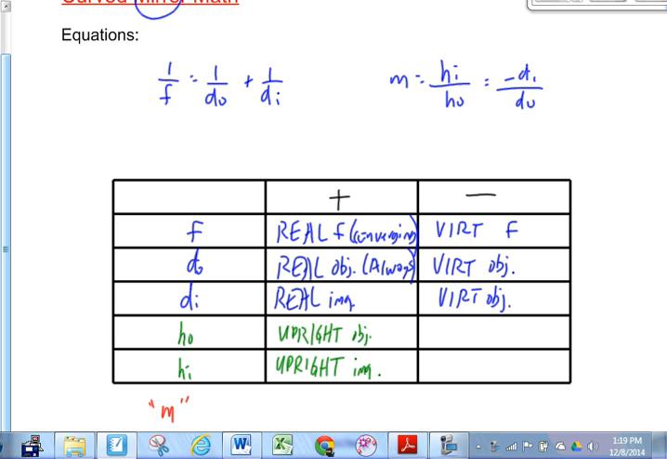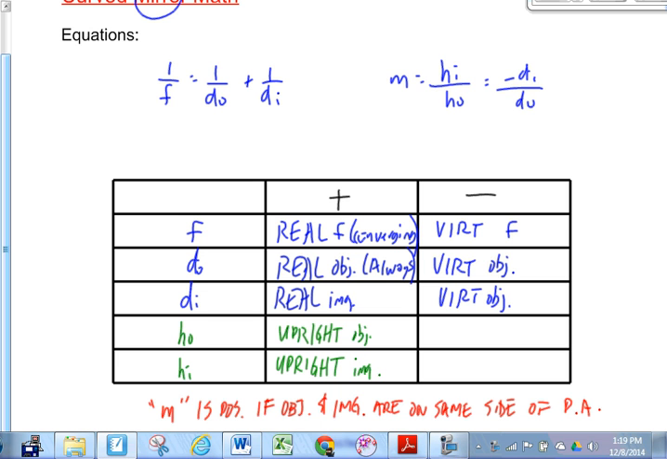Magnification is positive if the object and image are on the same side of the principal axis. In other words, if they're both right side up, M is positive. They're both upside down, M is negative. Sorry, M is positive in that case as well. Both right side up, positive M; both upside down, positive M. One is right side up, the other is upside down, then we've got a negative magnification.